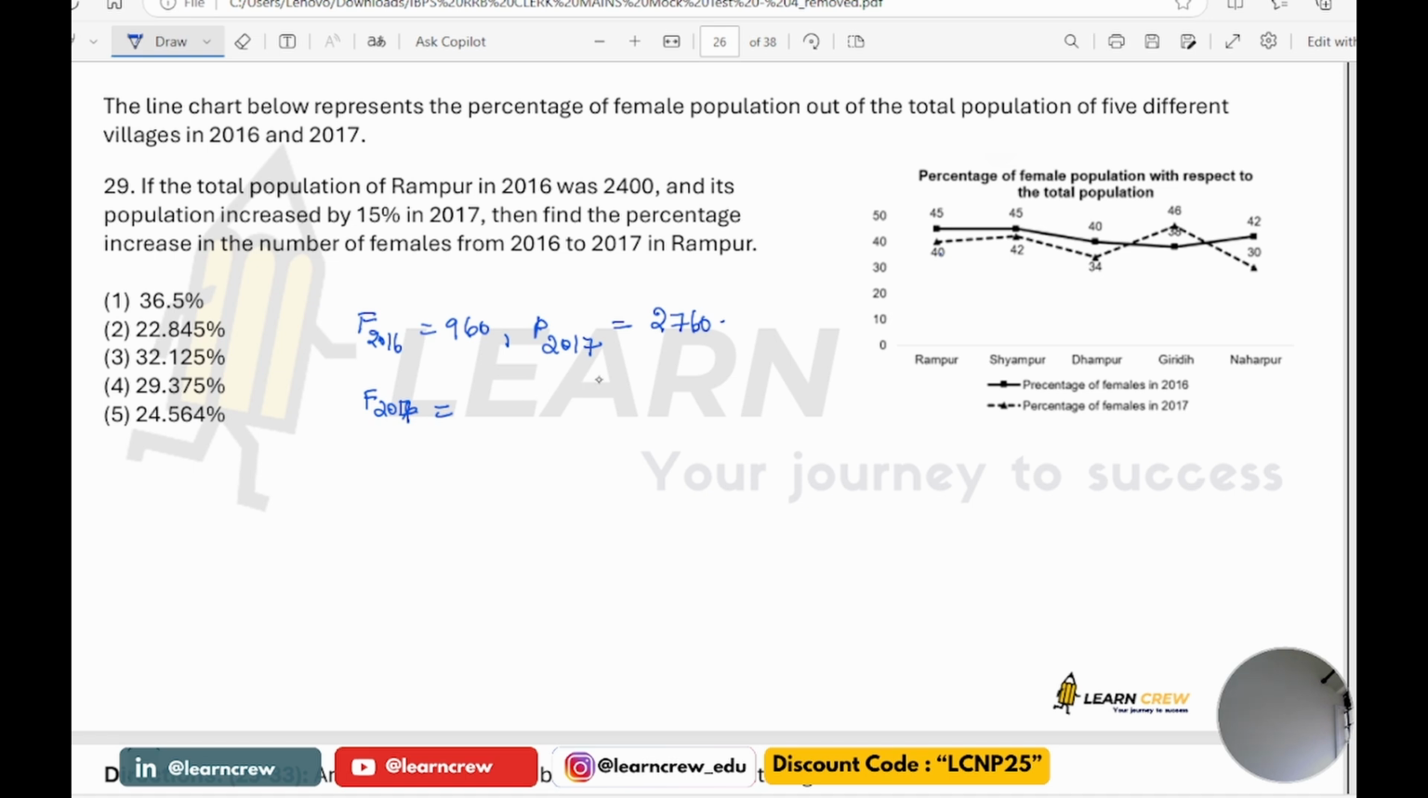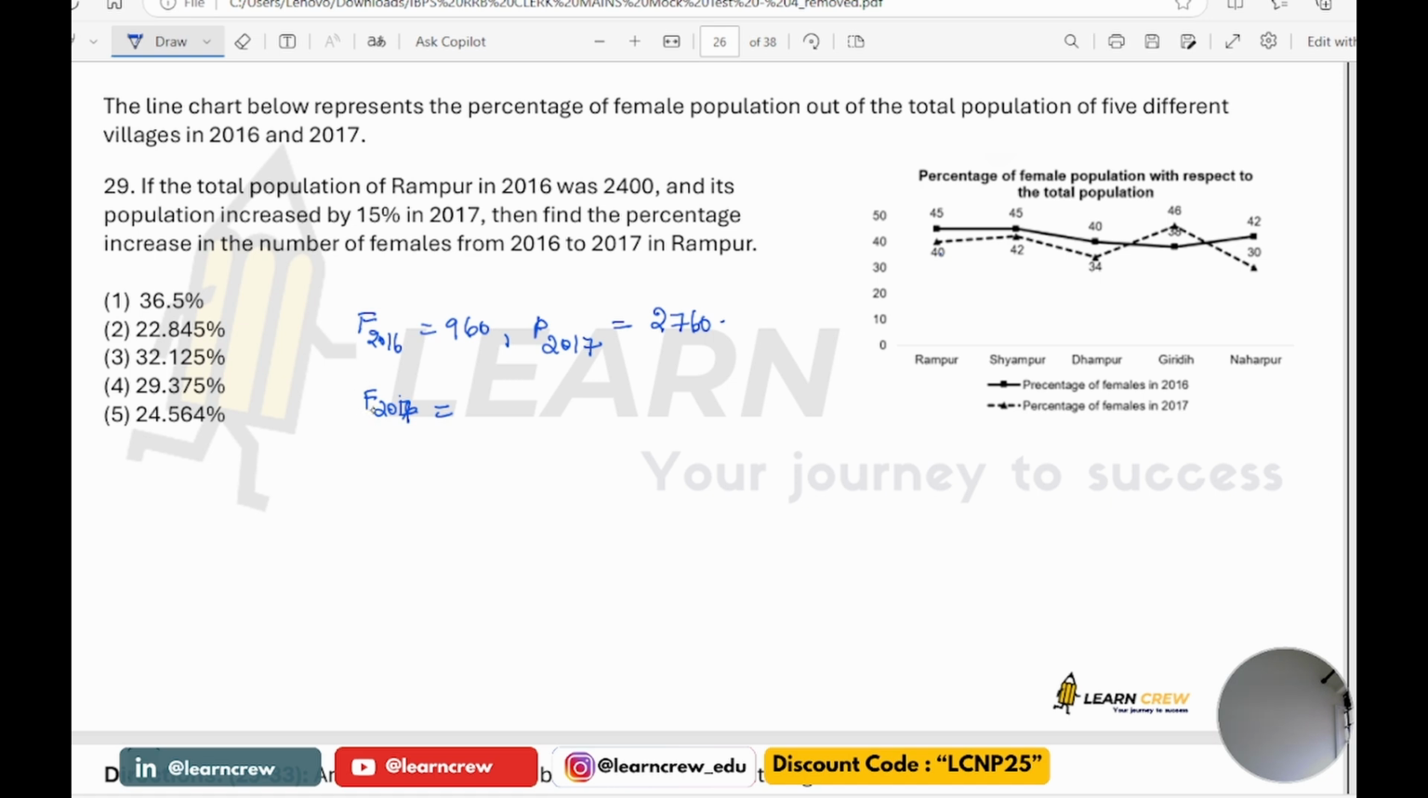Am I correct or not? 45%. Rampur, this is female, this is 17. So in 16, female population in Rampur is 40%. 40% of 2400 is how much? Am I correct or not? Total 40% of 2400 is 960.